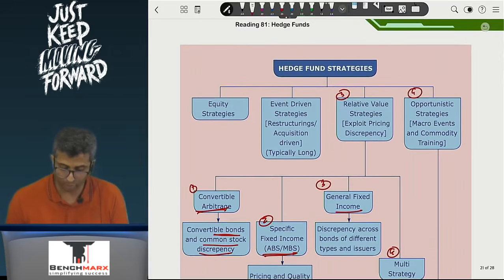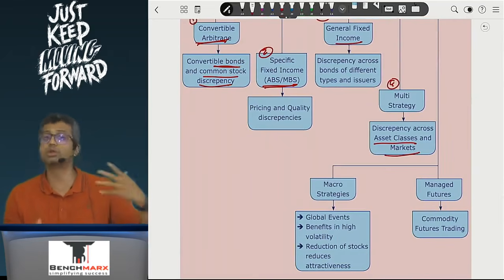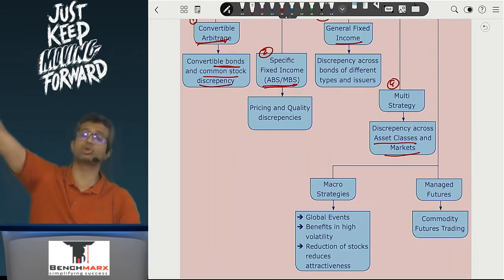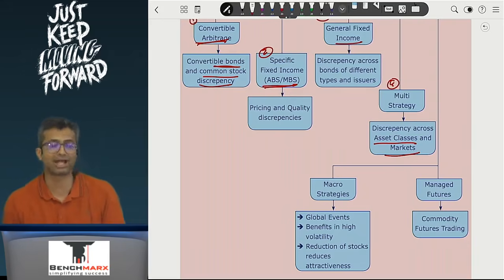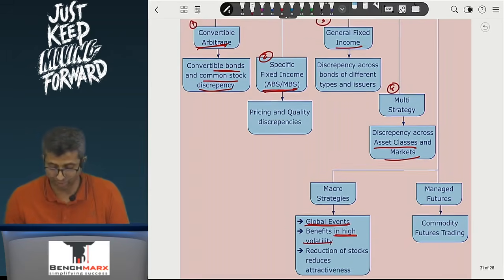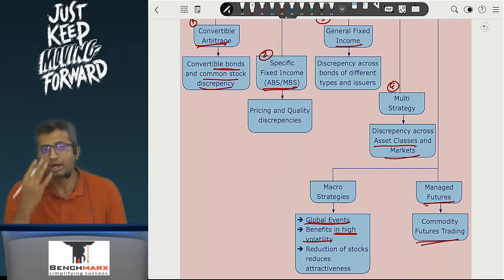Next, you will have the opportunistic strategies, which are macro strategies. When you look at opportunistic strategies, this will look at macro events. Like when Trump announced a lot of tariffs, the market moved a lot. In some days Nasdaq fell by 8 to 10%, some days it went up by 10 to 12%. And hence, if you are running a macro strategy which is based on big global factors, it will be driven by global events. It benefits in periods of high volatility, and if there is low volatility, the strategy is not as helpful. Another thing is managed futures, where you can do commodity trading, and the hedge fund can possibly use it.